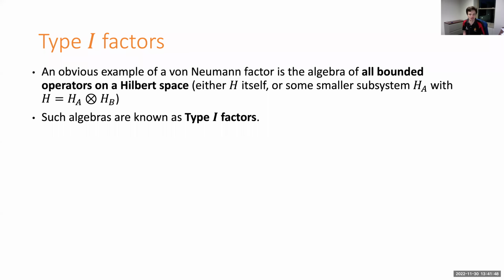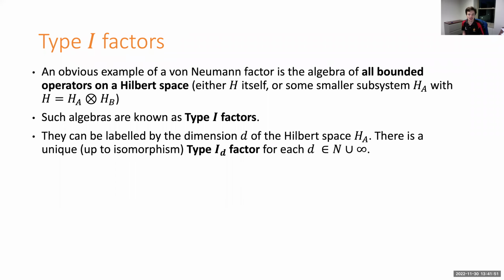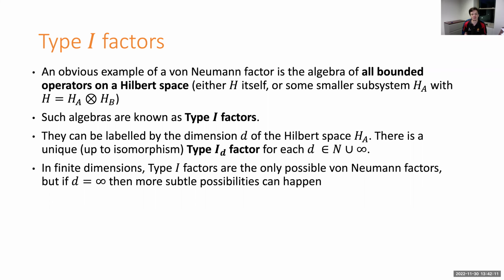So such algebras are known as type I factors, and they can be labeled up to isomorphism by the dimension of the Hilbert space H_A. So we have a type I_d factor, where d is this dimension, for all integer d that's either a finite natural number or infinity, depending on the dimension of H_A. In fact, in finite dimensions, type I factors are the only type of von Neumann factor you can have. But in infinite dimensions, there are more subtle possibilities that can show up.